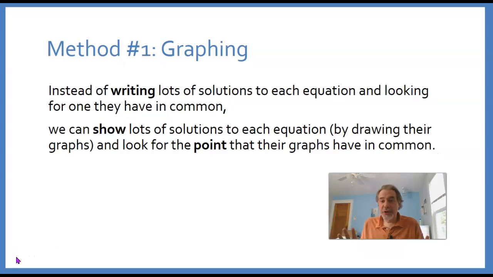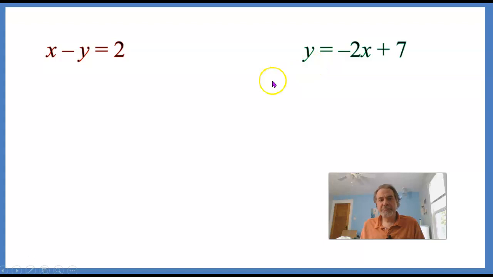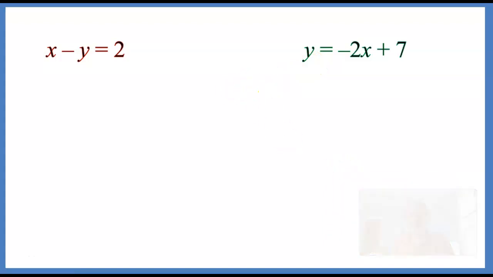In this video, we're going to talk about how to solve systems of linear equations by the graphing method. So here is, remember that example that we were looking at earlier. We had these two equations, x minus y equals 2 and y equals negative 2x plus 7.